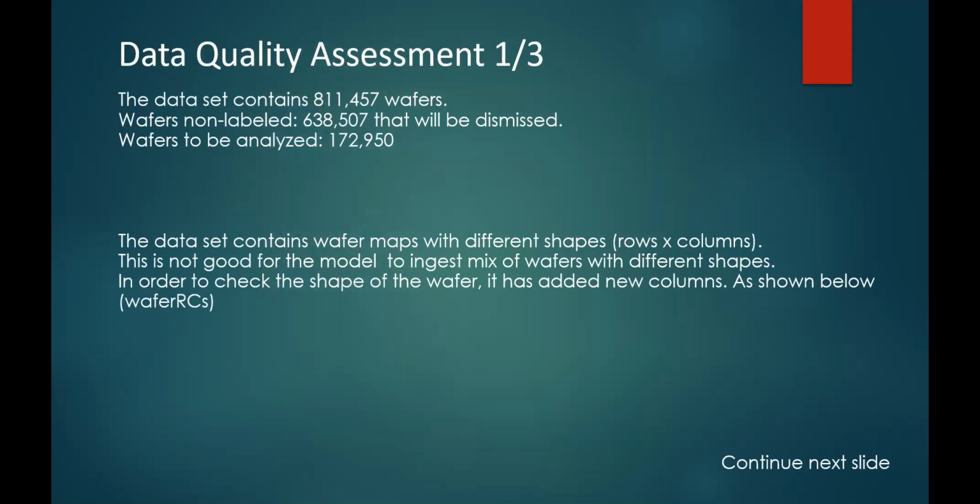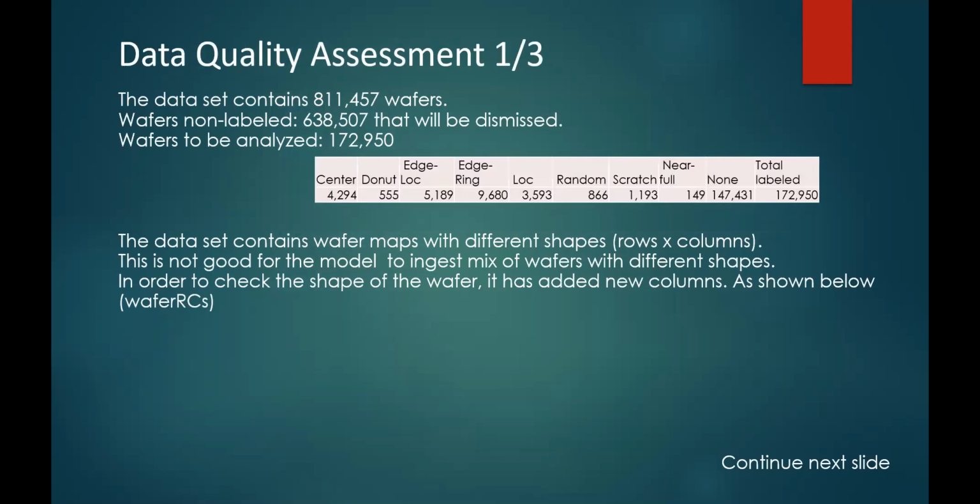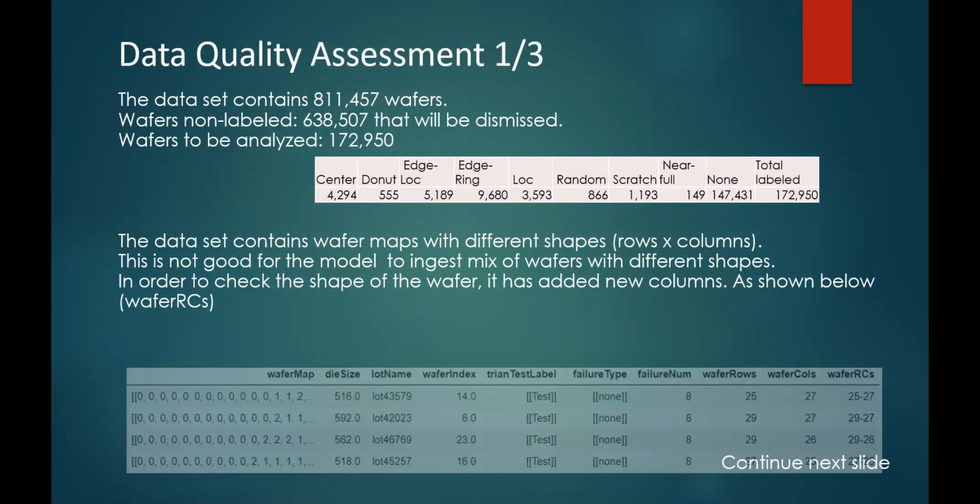Data quality assessment 3. The data set contains more than 811,000 wafers. About 638,000 wafers are non-labeled, and these wafers will be dismissed. The remaining 172,000 wafers will be analyzed.